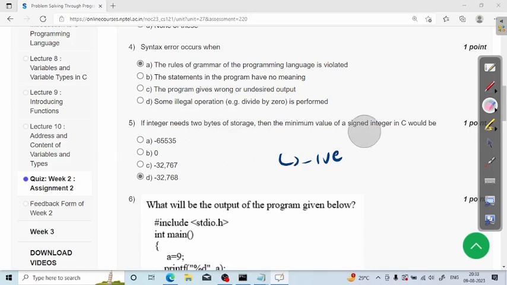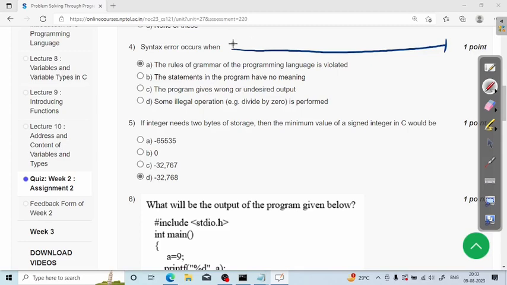If I just draw a number line, that will make it easier to understand. In total we have 65536 numbers to be kept on this number line. So how can we keep them? I have to adjust both positive and negative numbers. So in the center I will have 0. If you divide 65536 by 2, it becomes 32768.